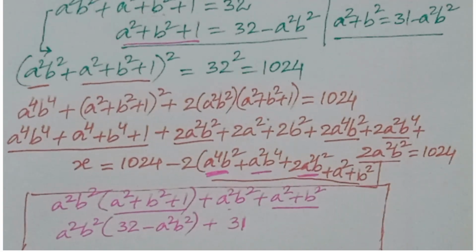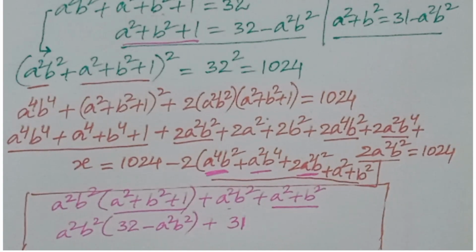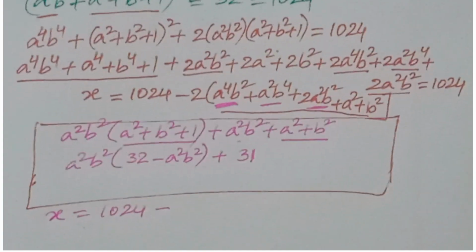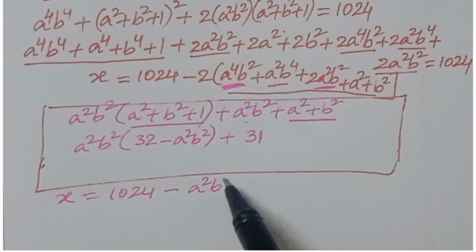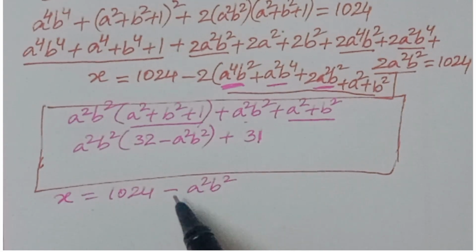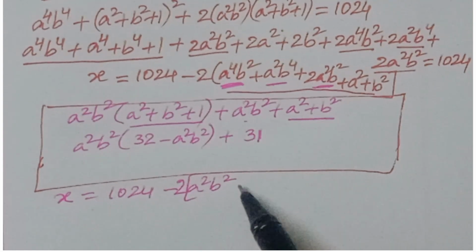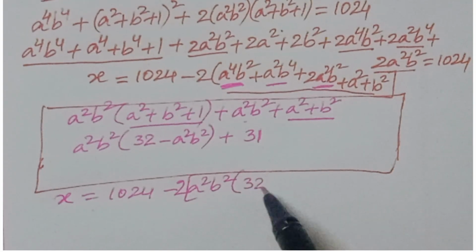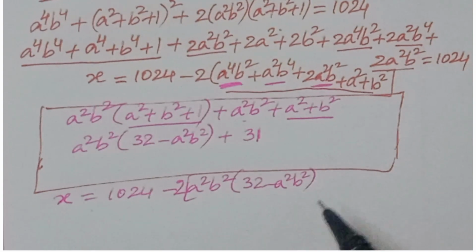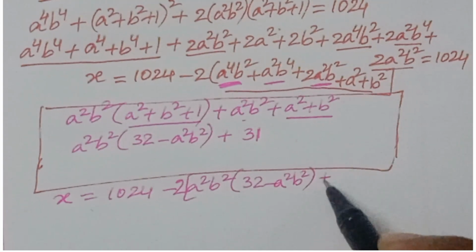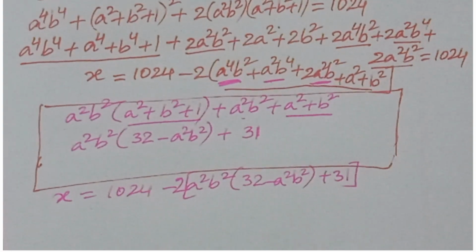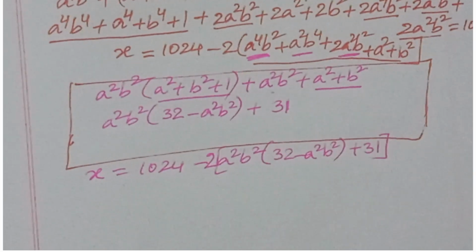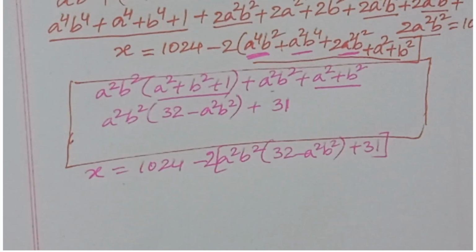Now x is equal to 1024 minus 2a square b square, bracket 32 minus a square b square, plus 31. Now here the required value we have to find is a square b square. If you find the value of a square b square, the problem is completed.